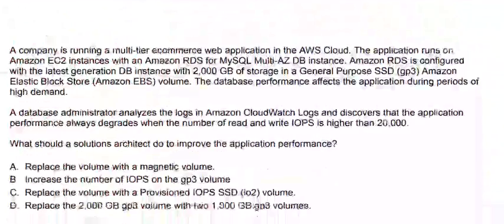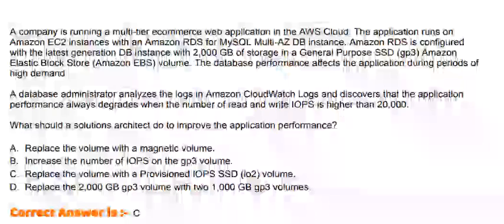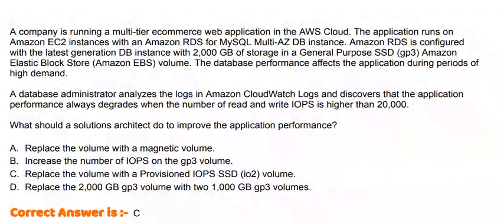Next question is, a company is running a multi-tier e-commerce web application in the AWS cloud. The application runs on Amazon EC2 instances with an Amazon RDS for MySQL Multi-AZ DB instance. Amazon RDS is configured with the latest generation DB instance with 2000 GB of storage in a General Purpose SSD Amazon Elastic Block Store volume. The database performance affects the application during periods of high demand. A database administrator analyzes the logs in Amazon CloudWatch Logs and discovers that the application performance always degrades when the number of read and write IOPS is higher than 20,000. What should a solutions architect do to improve the application performance?